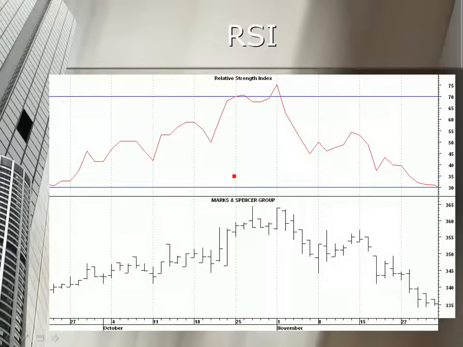Right, let's look at an example of the RSI then. This is a chart, of course, of Marks and Spencer's. Each bar represents one day, so that's the daily bar chart. This is the relative strength index here, as you can see, a single line. As you can also see, quite volatile, going up and down all over the place.